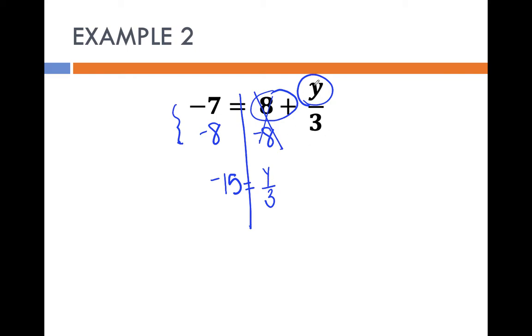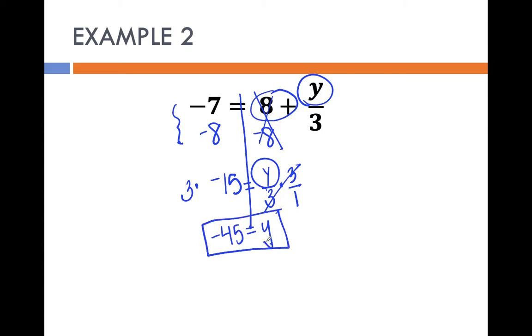And then here we have y divided by 3. We still need to get rid of the y divided by 3. So remember, to get rid of divided by 3, we multiply by 3 over 1. And we multiply by 3 on the left side as well. The 3's cancel. Y is by itself now. 3 times negative 15 is negative 45. So y equals negative 45 in this second example.